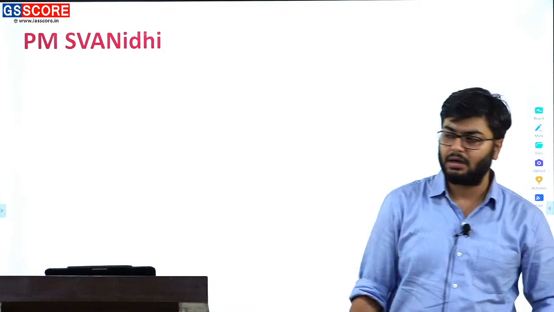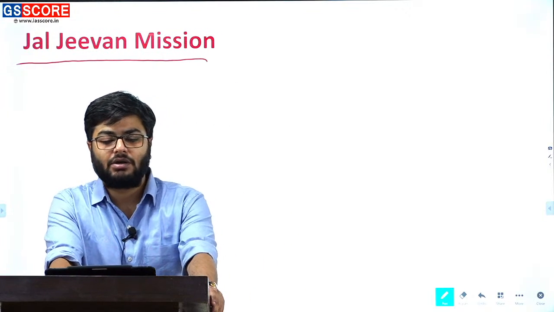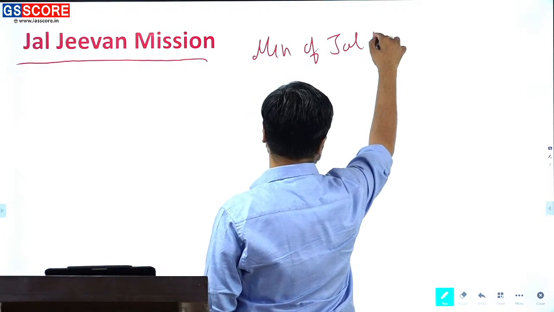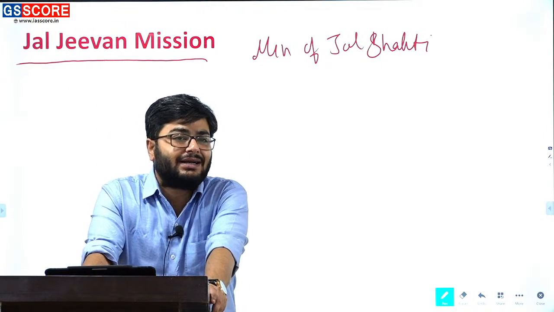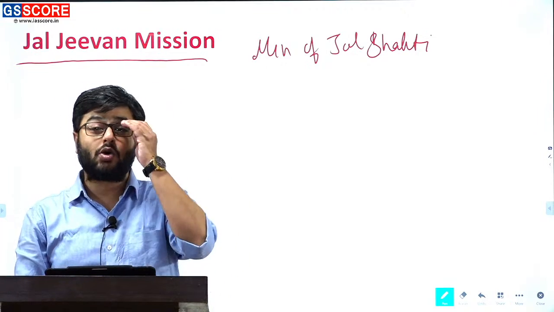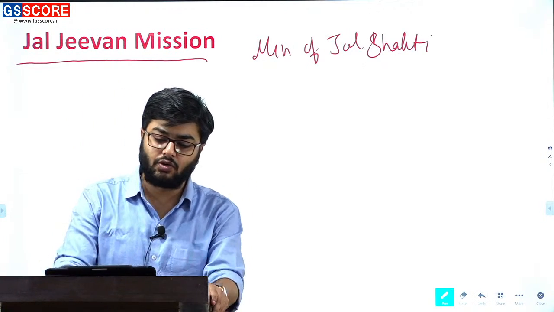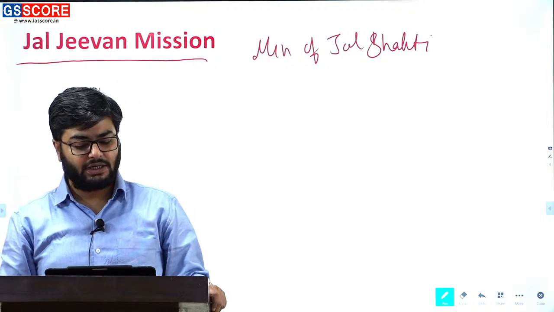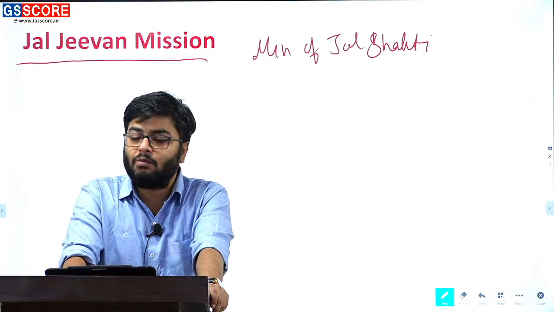Next is the very popular and flagship Jal Jeevan Mission. Nodal ministry, Ministry of Jal Shakti. Har Ghar Jal, or to provide tap connections to every rural household. So it is not for urban, it is for rural. Okay. Promotes water use efficiency as well as community ownership. To provide functional tap connection, community participation is mobilized.